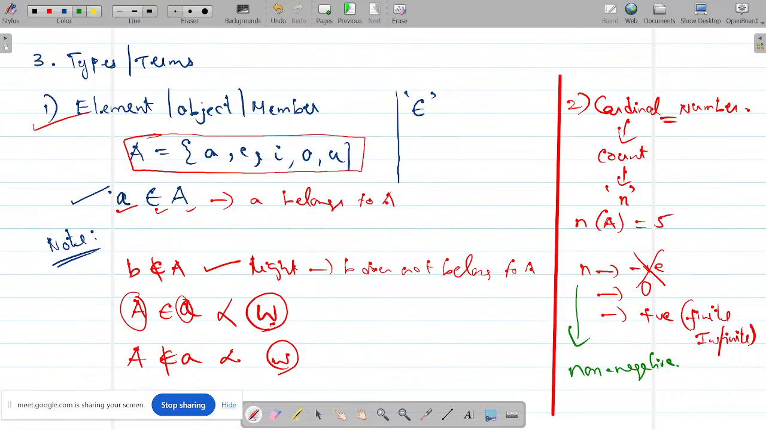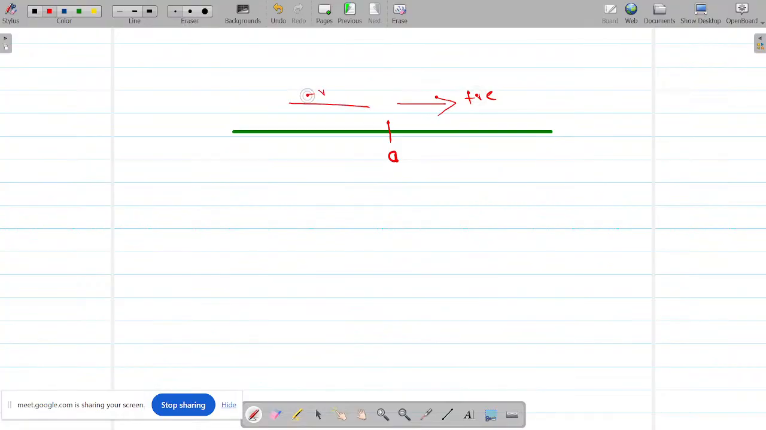Positive, negative, 0. You have learned this in your lower classes. I take the number line. This is 0, right? All the numbers falling to the right side of 0 are positive values. All these are negative values. No doubt in this. I'm going to talk about non-negative, which means not negative, which means I should not consider this one. Am I right? Which means I can consider 0 and positive values.